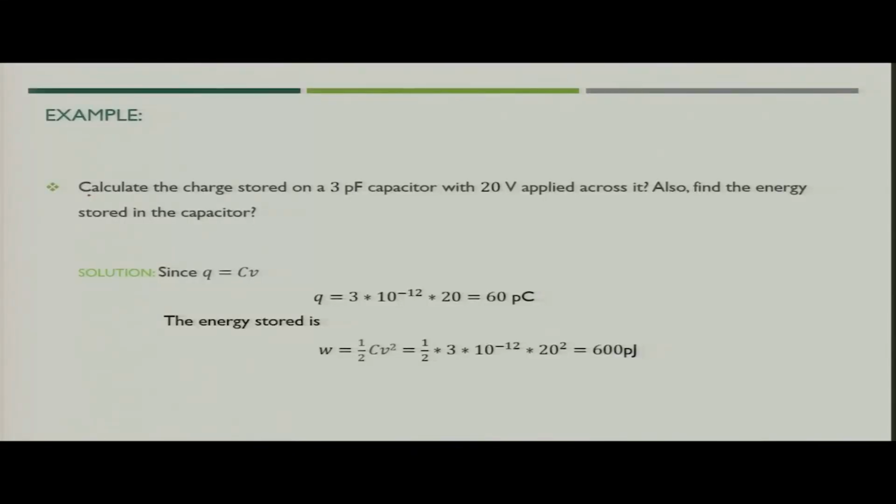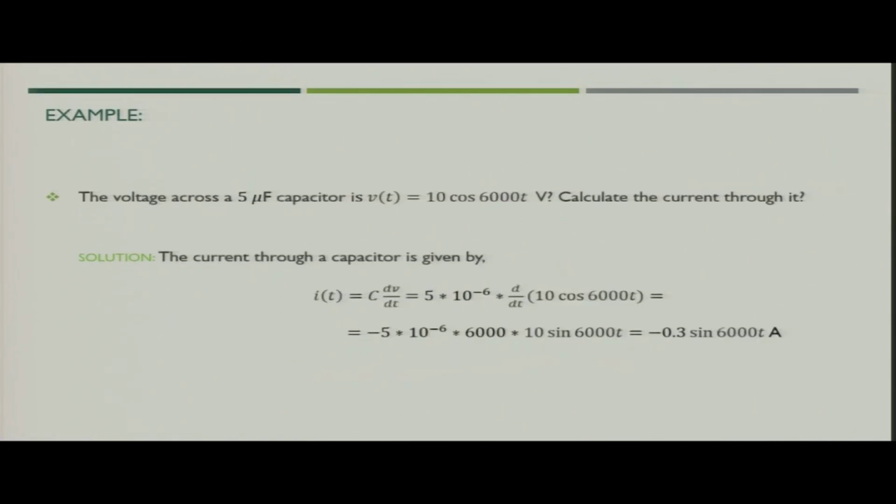Now, take one example. Let us calculate the charge stored on a 3 picofarad capacitor with 20 volt applied across it. You just simply use the formula Q is equal to CV and you will calculate the value of Q. Now, for energy stored you will use W is nothing but half CV square, put the value, and you will get the energy stored, that is 600 picojoule.